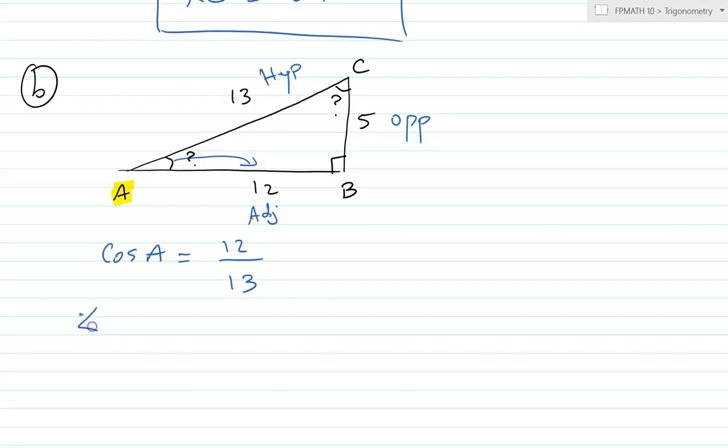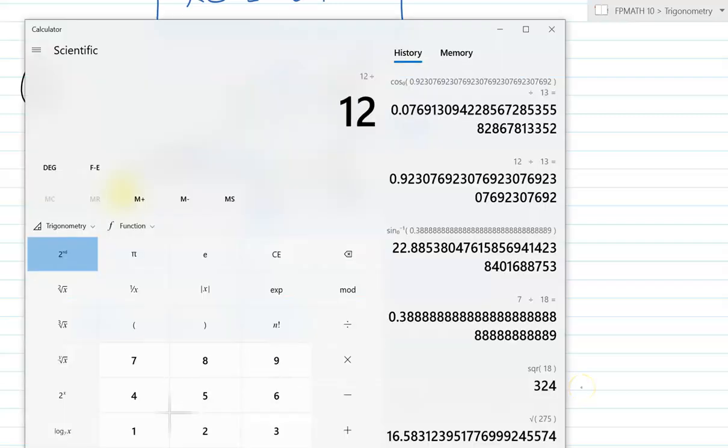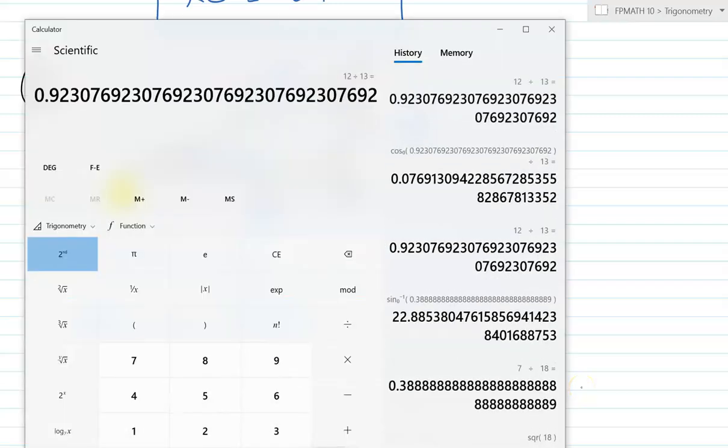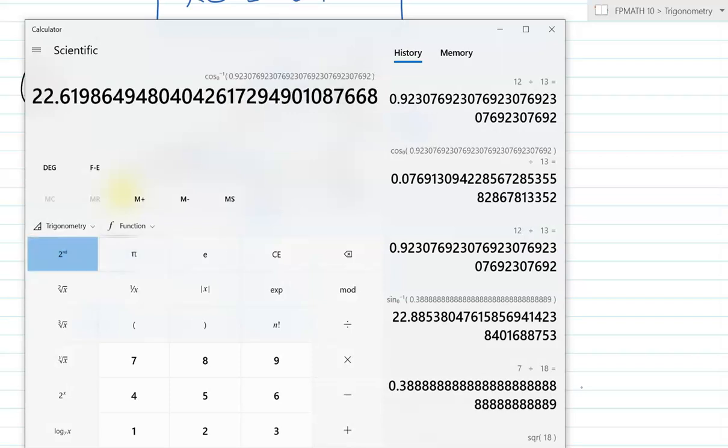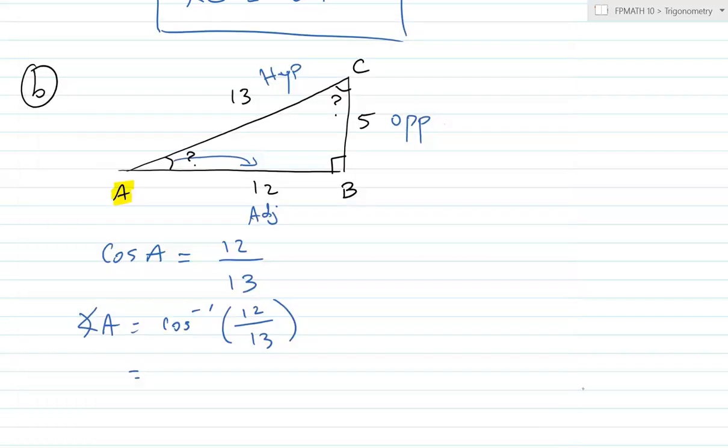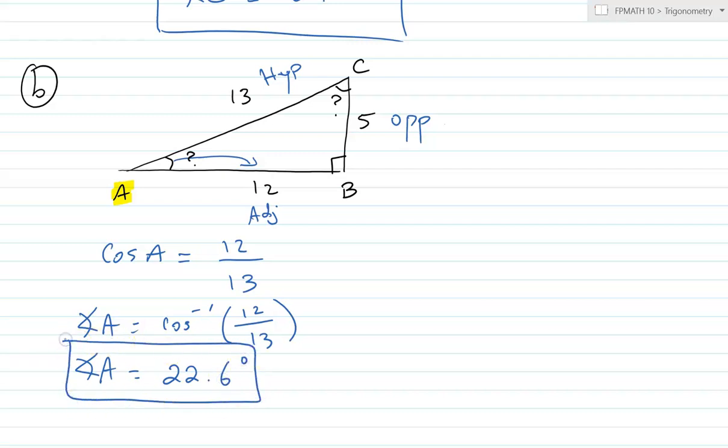So angle A equals cos inverse of 12 over 13. 12 divided by 13 equals, and then second function, cos inverse of that, 22.62 degrees. So angle A is 22.6 degrees. Once you get that, you can use again the sum of the interior angles of a triangle equal to 180, or for fun, let's do tangent.